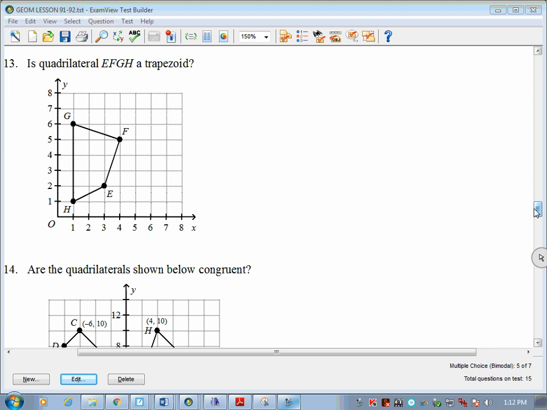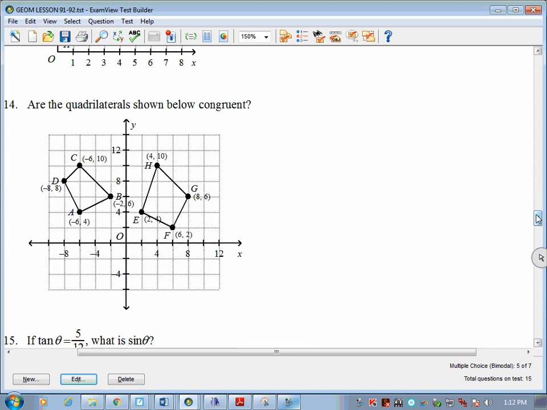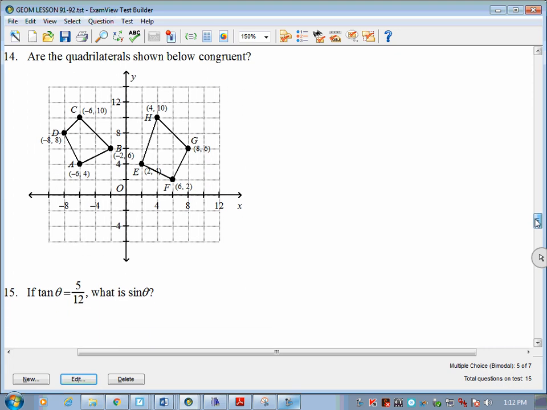Okay, 14. Are the quadrilaterals shown below congruent? Are these guys congruent to each other? No. ABCD does not equal EFGH. That's as far as we need to go with that. Finally, question number 15.